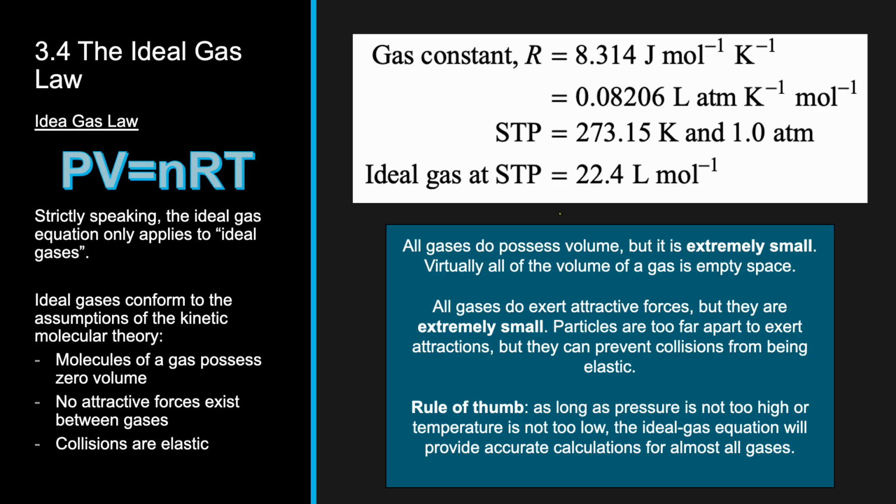In reality, gases do have small volumes and weak attractions, but under most conditions, the ideal gas law does give us accurate results, even if they're not ideal gases. And when we're working with gases, you will hear the word STP a lot. Remember, at STP, which is standard temperature and pressure, at 273 Kelvin and 1 atm, 1 mole of an ideal gas occupies 22.4 liters, which is found in your reference sheet. You do not have to memorize that.